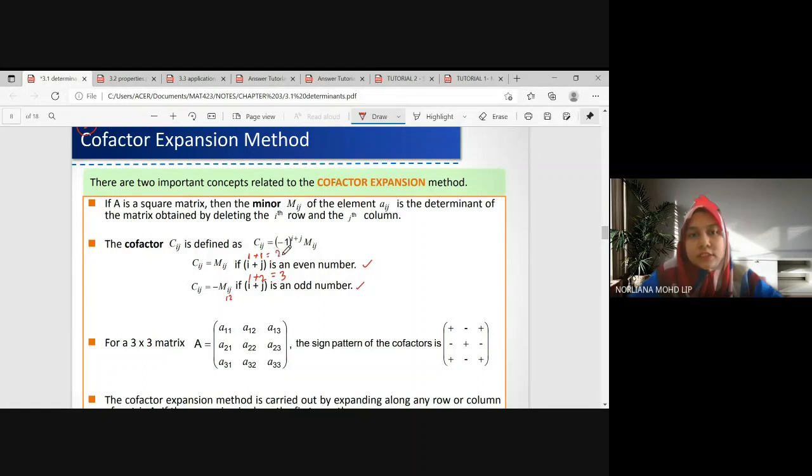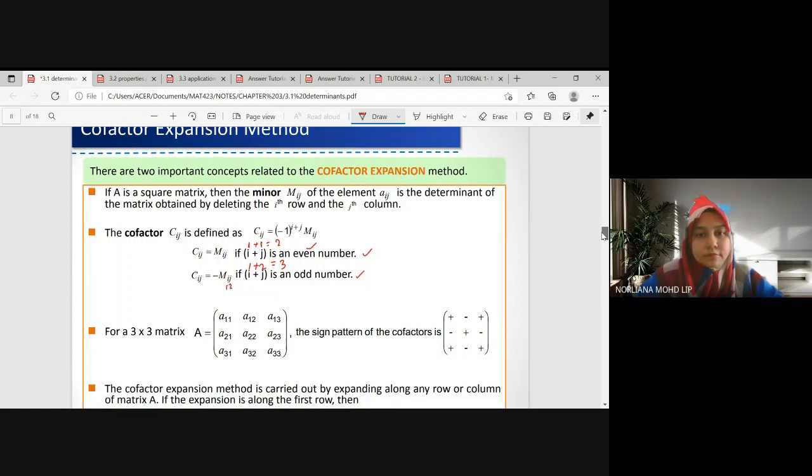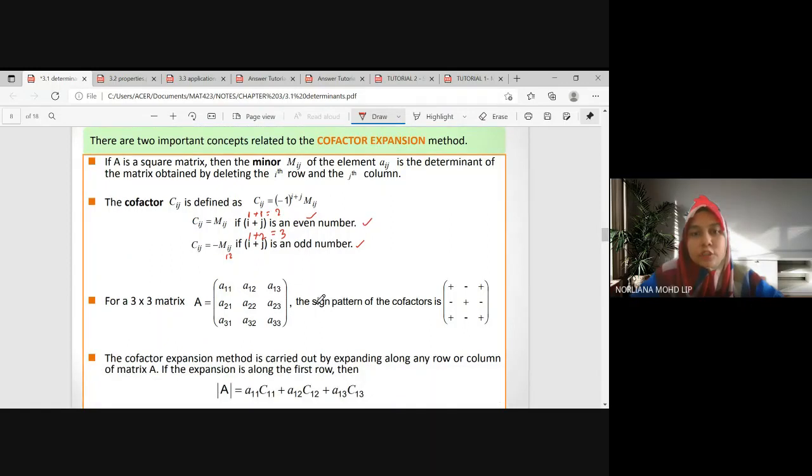Just now it was positive, 2, right? 2 is even. Okay, 3 is an odd number. So the cofactor C12 is the negative of the minor M12. Okay, follow the sign pattern of the cofactor. So we have positive sign, okay, positive, negative, positive. It is in alternate form. Okay, negative, positive, negative, positive, negative, positive.